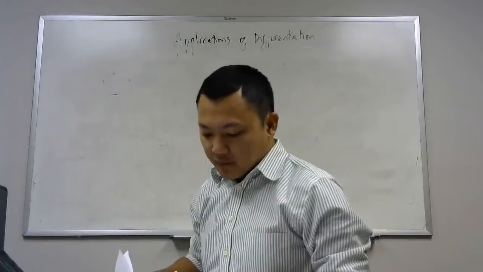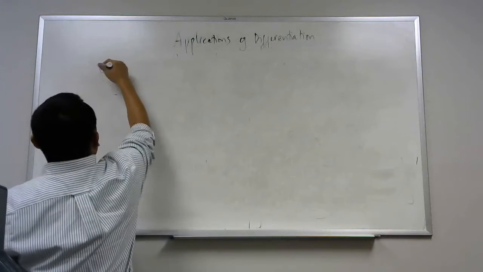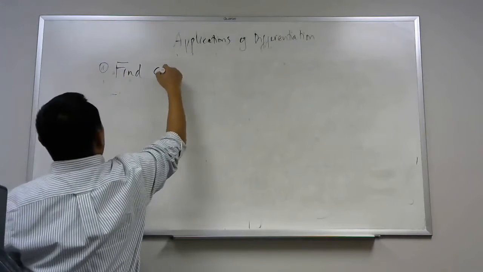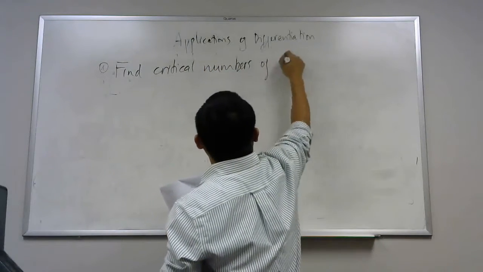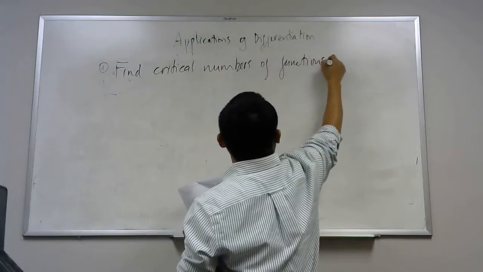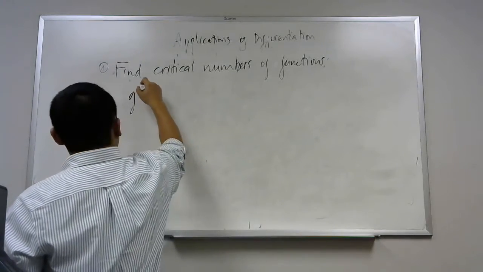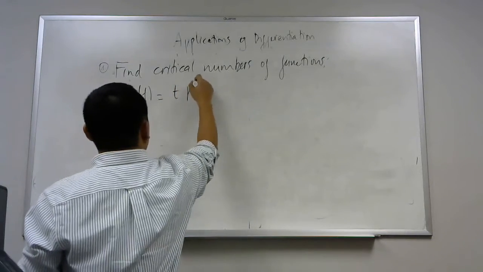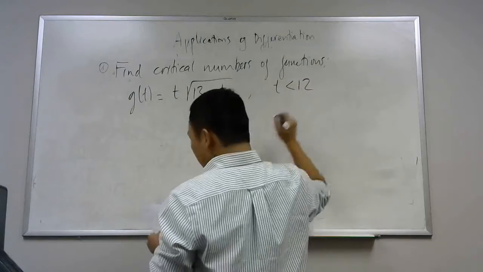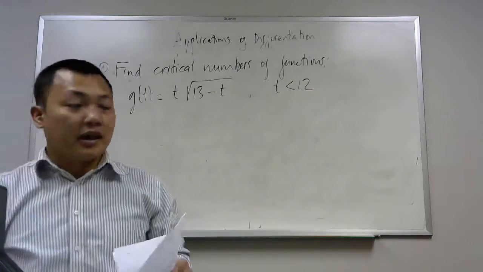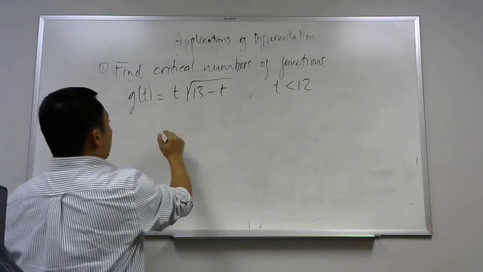So the first problem: find the critical numbers of the function. Our function looks like g(t) equal to t times the square root of 13 minus t, for t less than 12. So again, for critical points, we need to find the derivative of this function. So let's take the derivative.